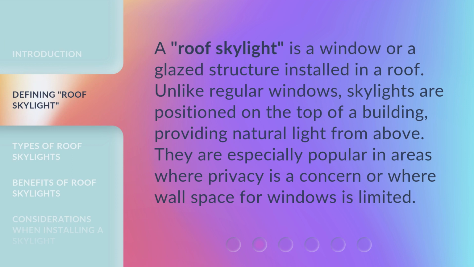A roof skylight is a window or a glazed structure installed in a roof. Unlike regular windows, skylights are positioned on the top of a building, providing natural light from above. They are especially popular in areas where privacy is a concern or where wall space for windows is limited.